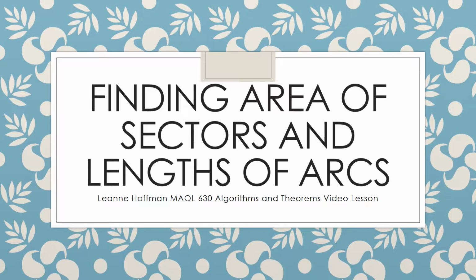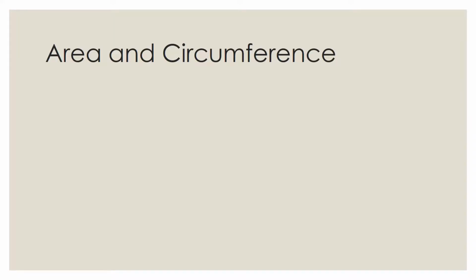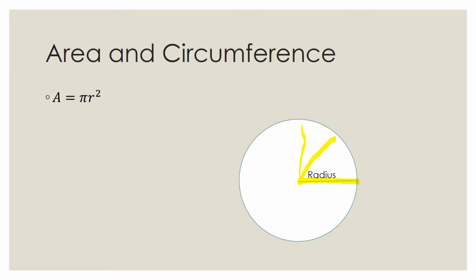Today we're going to talk about sectors and arcs. So let's talk about the area and circumference of a circle. The area of a circle we know is pi r squared, and r would be our radius, so this piece right here. And it's super important to remember that that radius starts in the center and it can go to any point on this circle.